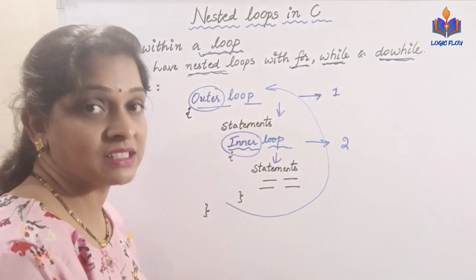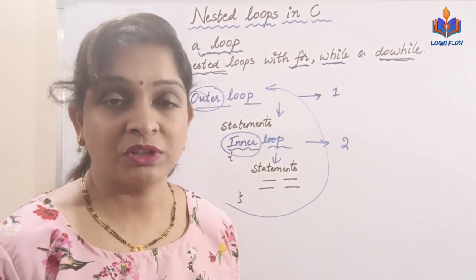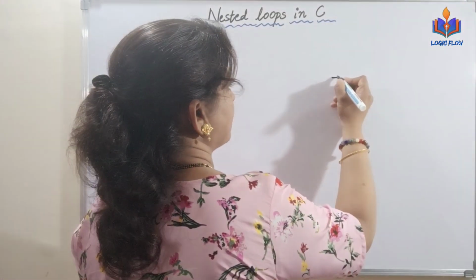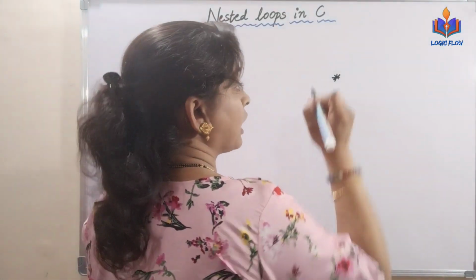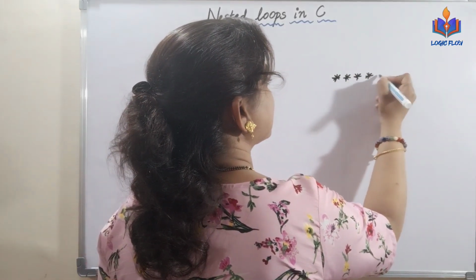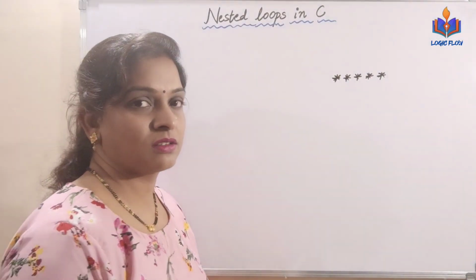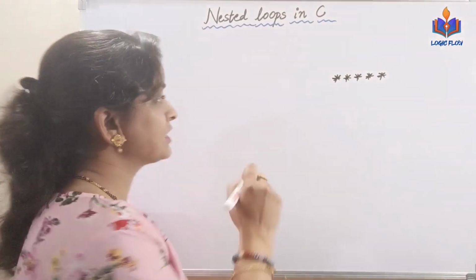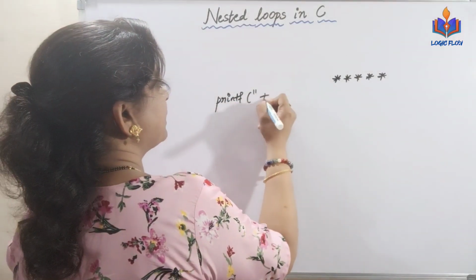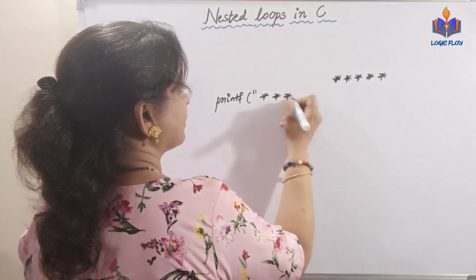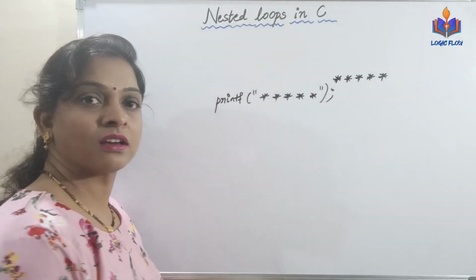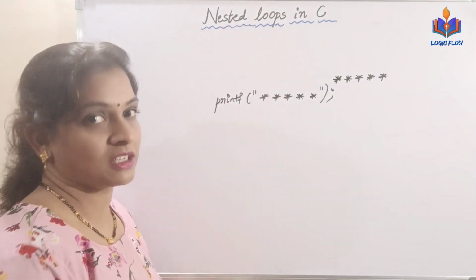Let us understand this still better with an example. Say I want to print a star on my output screen, and I want to print the star 5 times. How can I write this? If I think in a simple way, I can just say printf and print the star. That's it, it's done. But it's not a good practice actually.